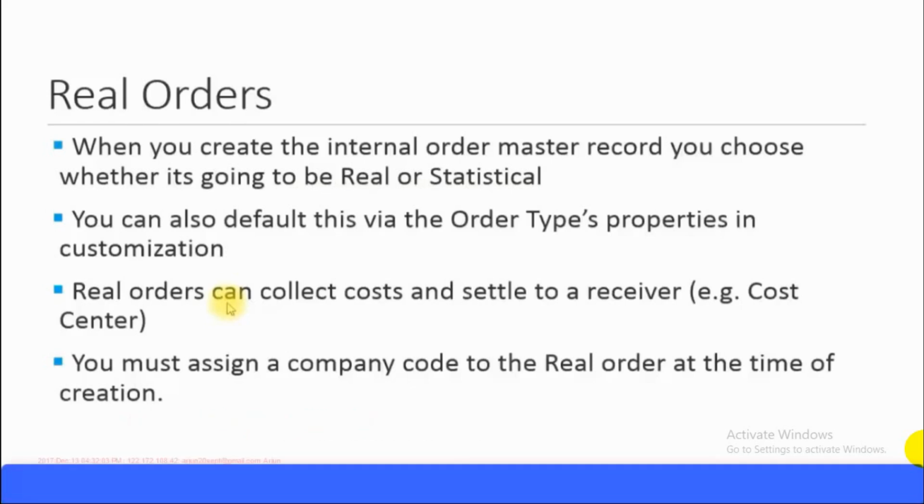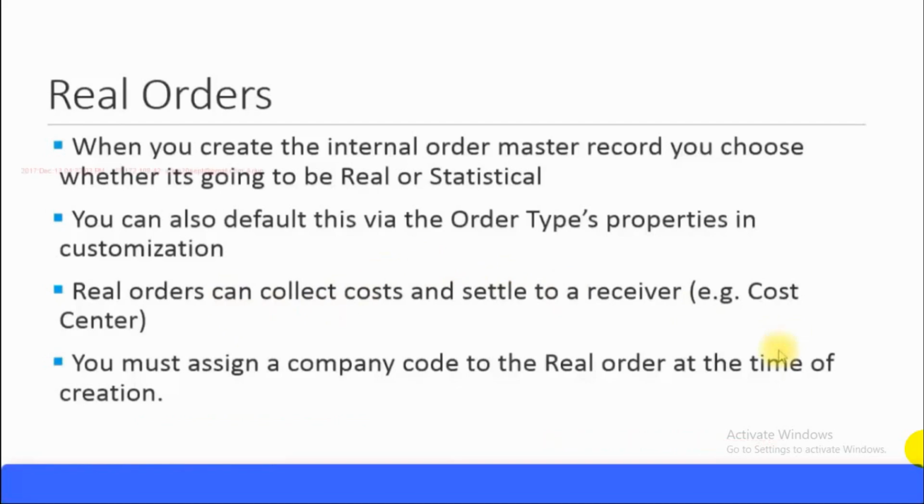And at the end of the month, automatically the amount in this real internal order will settle to this particular cost center. We will look at this in more detail later on in our internal order transactions. So this advantage helps the user to enter only one field rather than having to enter two fields.